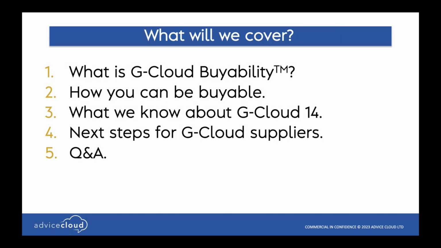What we'll cover today: we'll talk in reasonable depth about what G-Cloud Buyability is and what we mean by that, how this affects you, how you can be more buyable and what you need to do to address that. There's an update on G-Cloud 14. I will stress this is no information from CCS, only our interpretation of things at the moment. Then some next steps for G-Cloud suppliers, and finally Q&A. There'll be a number of interactive polls to help us gauge the temperature of the room and of the market at the moment.